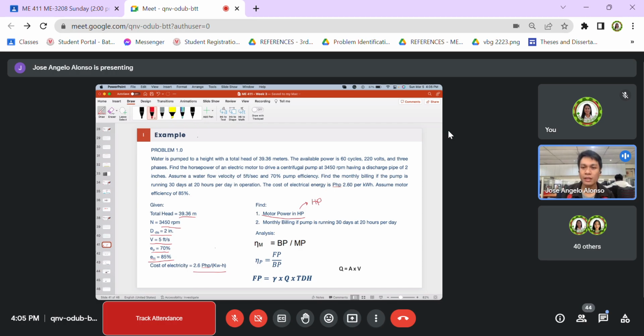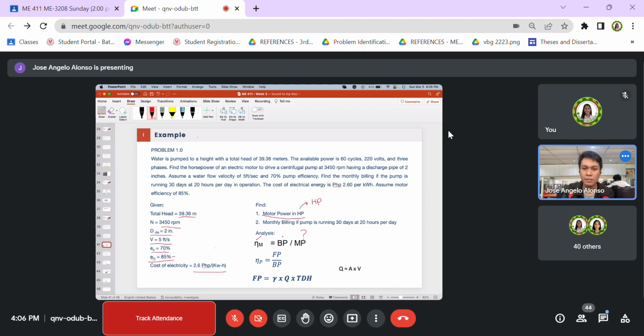to determine the monthly billing if the pump is running 30 days at 20 hours per day. So, paano yung magiging approach natin dito? Since ang hinihingi sa atin is yung motor power, given yung motor efficiency, then let's try to use the motor efficiency formula, which is the brake power divided by the motor power. Motor efficiency is given at 85%. Motor power yung hinahanap. Then brake power, kailangan natin ma-determine.